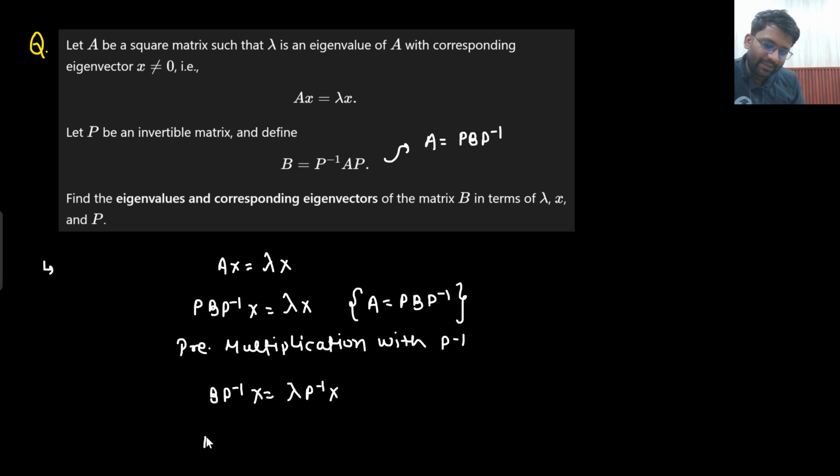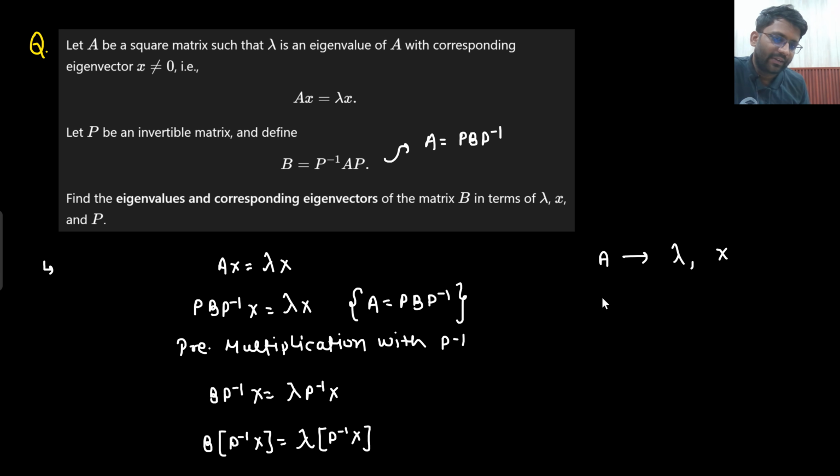If you look closely, there is a matrix B which is being multiplied with P inverse x. You are getting P inverse x only, multiplied by some factor lambda. So what does that mean? If matrix A had eigenvalue lambda and corresponding eigenvector x, then matrix P inverse AP has eigenvalue of lambda only but eigenvector of P inverse x. Is that clear to you?